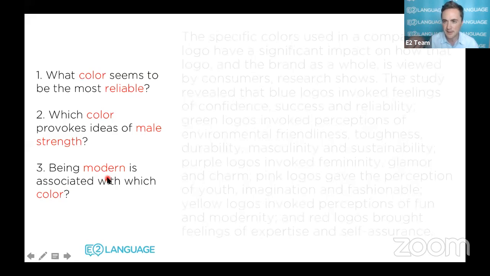Good. I've understood the question. I have a concept that I can hold in my mind, like reliable color, because I can't memorize the entire question. I can't memorize "what color seems to be the most reliable" and then go to the text and think, what color seems to be the most, what is it again? Reliable? Was that what it is? Too long, too difficult. Reliable color. That's how you do it.